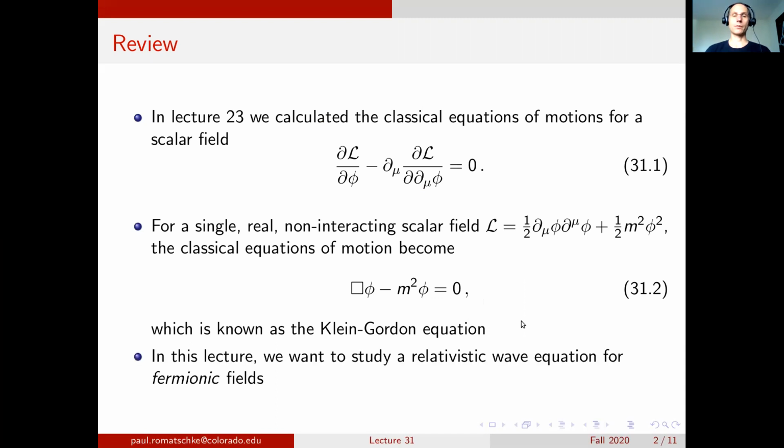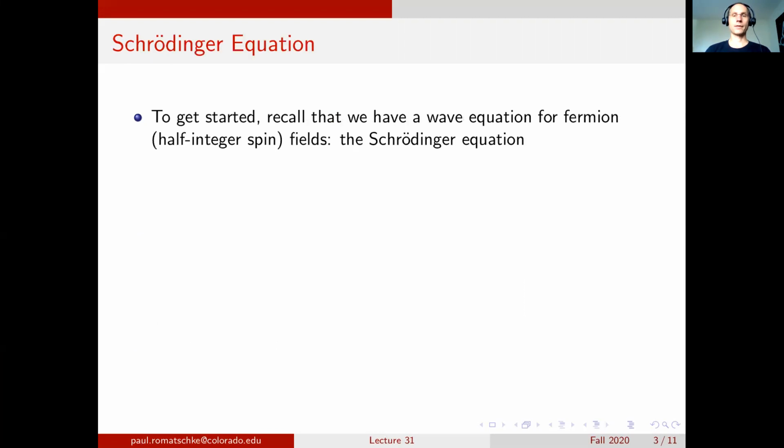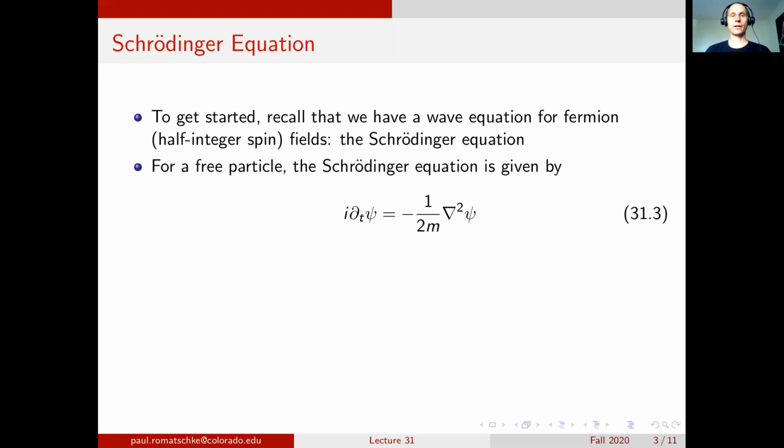In this lecture, we want to study a relativistic wave equation, not for scalar fields, but for fermionic fields. To get started, recall that we do have a wave equation for fermionic fields, which is the Schrödinger equation. For a free particle, the Schrödinger equation is given as shown in equation 31.3. It's i times the time derivative of psi equals minus 1 over 2m times the space derivative squared acting on psi.